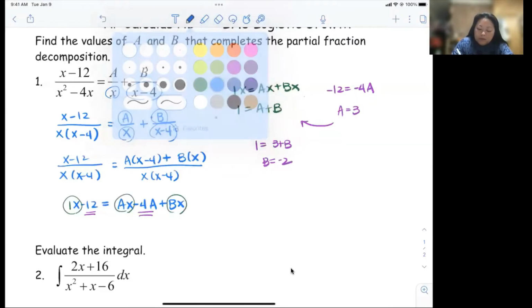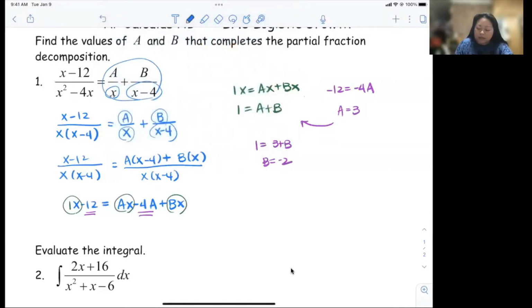So what that allows me to do is figure out what this fraction is. So x minus 12 over x squared minus 4x, this fraction can be broken down into 3 over x plus negative 2 over x minus 4, right? So that's the only combination. There's no other combination that would get me that final answer of x minus 12. Now, what if you swap it? If you swap the x minus 4 and the x, that's totally okay because your numerator will actually swap with you, so you don't have to worry about which order to have it in.